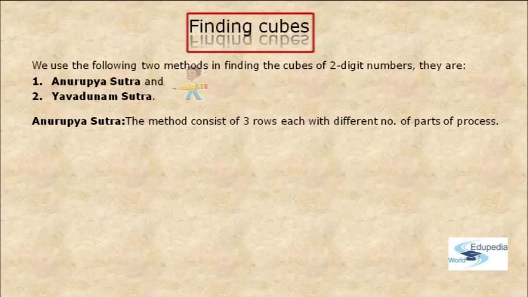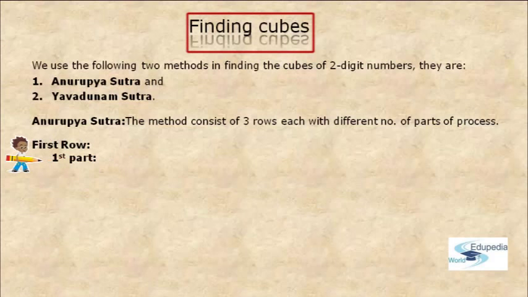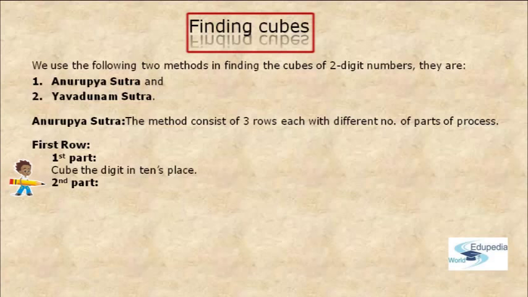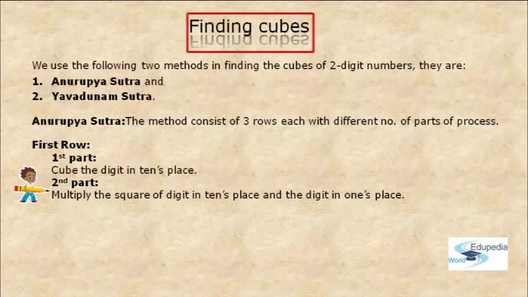Coming to Anurupya Sutra, the method consists of 3 rows, each with a different number of parts. Let us see what those parts are. In the first row, in the first part, we cube the digit in tens place and take it as a part. In the second part, we multiply the square of the tens digit with the ones digit, and the product is taken as a part.